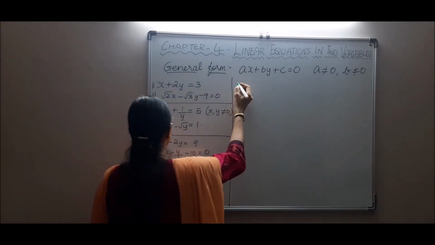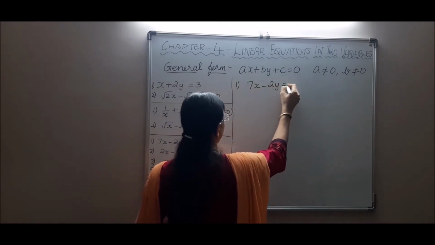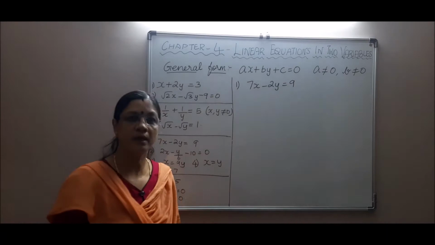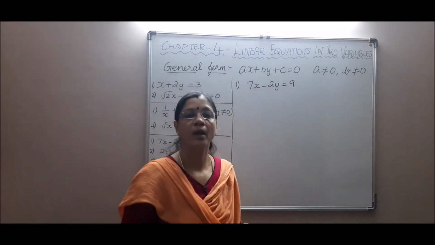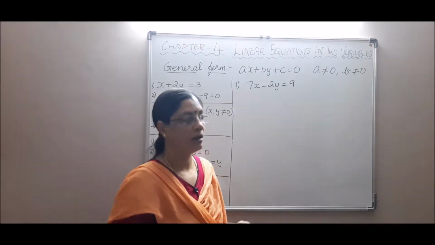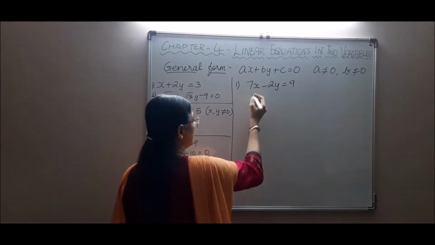See, let me take some examples for you. 7x minus 2y is equal to 9. This is of course a linear equation because we have two variables here and this equation has a degree 1. So this is a linear equation.